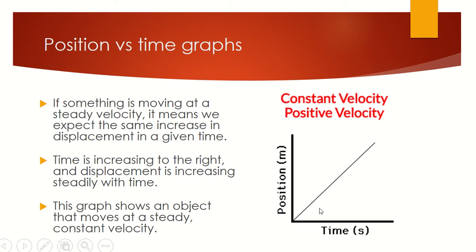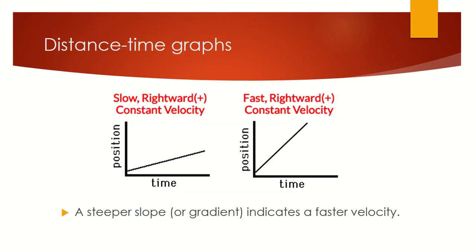So say this is at 1 second, 2 seconds, so for every second the position of the object is changing by the same constant amount. So we can easily see that as time is increasing, displacement is increasing steadily. And as I mentioned, this shows an object that moves at a steady, constant velocity, and it's a positive velocity because it's moving in the positive direction.